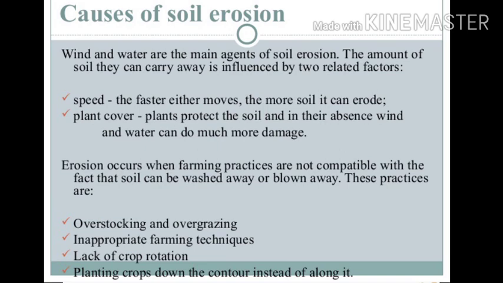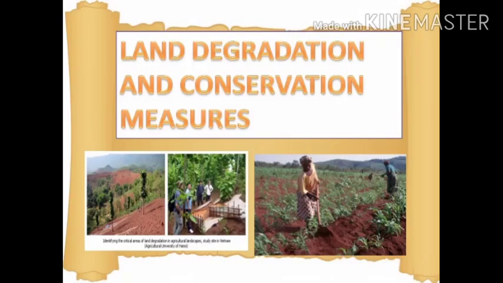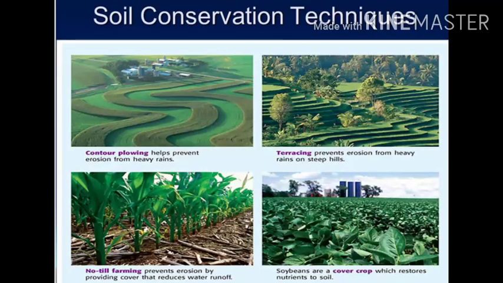Soil erosion or depletion is caused by the following ways. Number 1, overgrazing by animals. Number 2, deforestation. Number 3, improper methods of cultivation. And number 4, shifting cultivation or slash and burn agriculture. So how we can stop it? We can stop it by the conservation of soil.